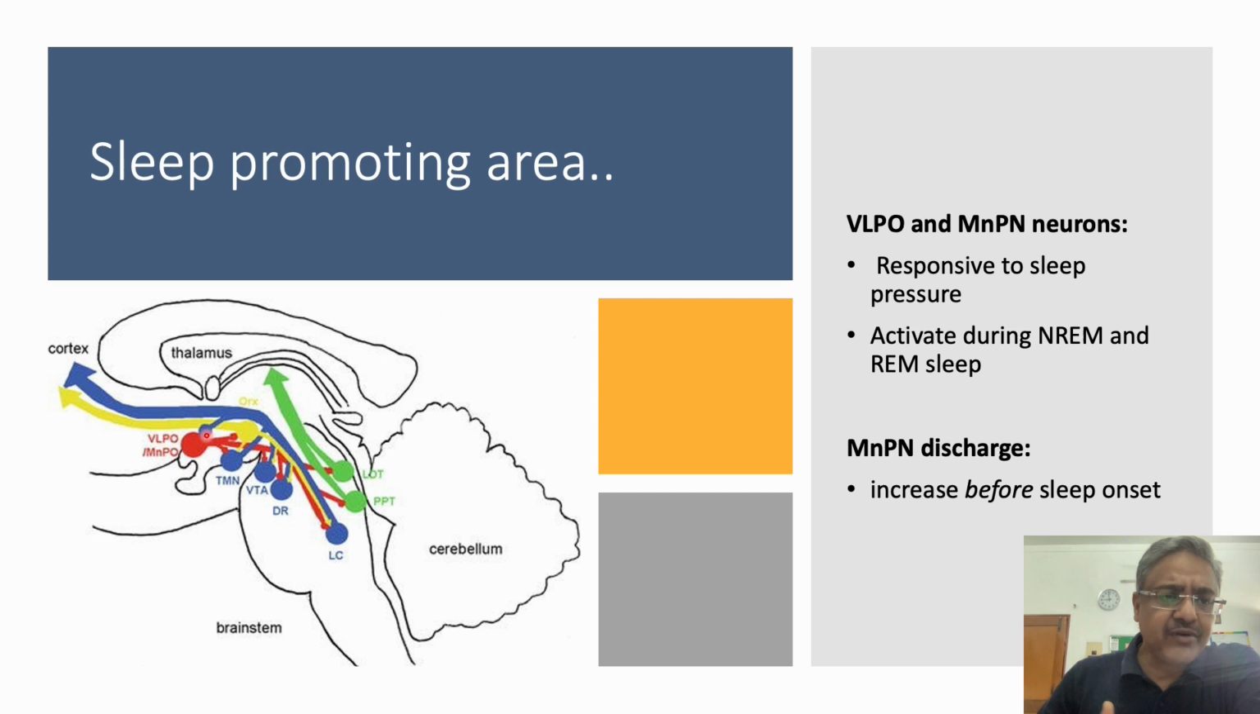What has been found in different experiments is that when we are awake for a long time, the activity of these neurons increases, and they become active during non-REM as well as REM sleep. An important part is that the median preoptic nuclei start discharging just before sleep, and they send positive signals to the ventrolateral preoptic area as well.